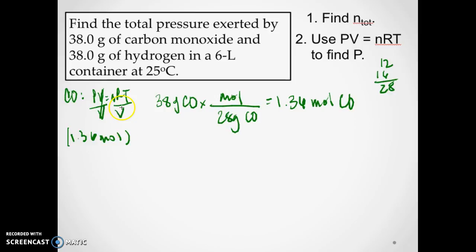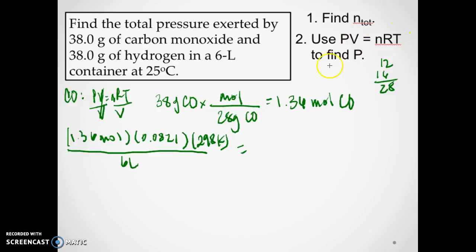So now we could plug it in, and we're gonna get 1.36 moles. R, let's use the atmosphere one, and T is gonna be 298, converting this into Kelvin, and volume is gonna be 6 liters. So when we solve this, we are going to get 5.53 atmospheres.